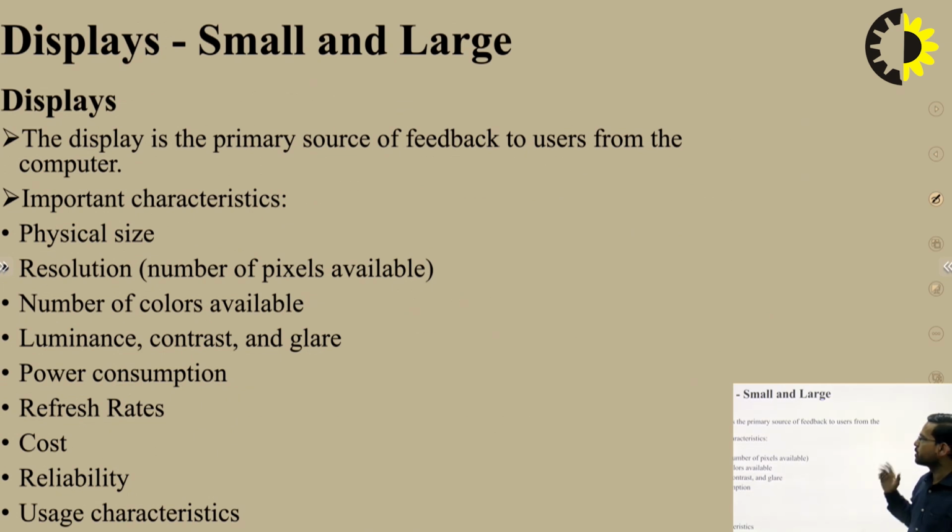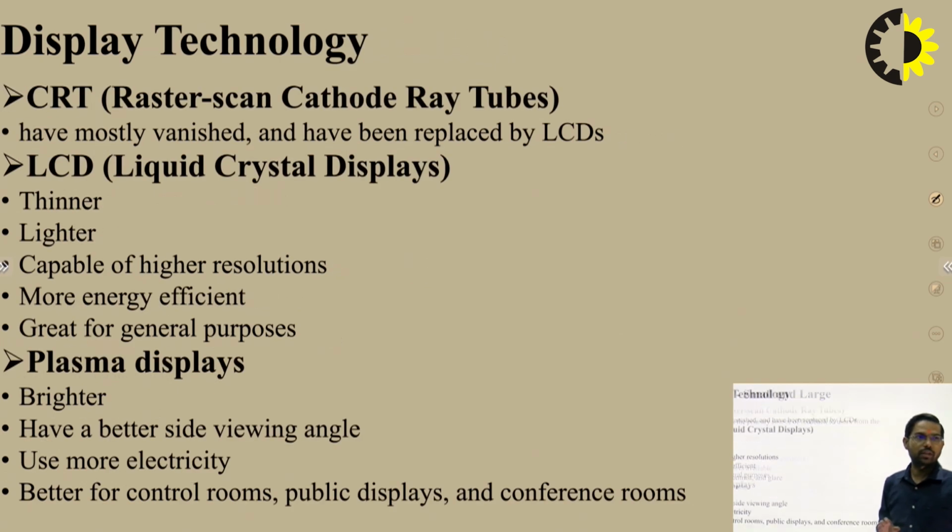So the next topic is displays, small and large. In today's scenario we are working with different displays. The display is the primary source of feedback to the user from the computer. Important characteristics are physical size, resolution, number of colors, luminance, contrast, power consumption, refresh rate, cost, reliability, and usability characteristics. So different display technologies are used in today's scenario.